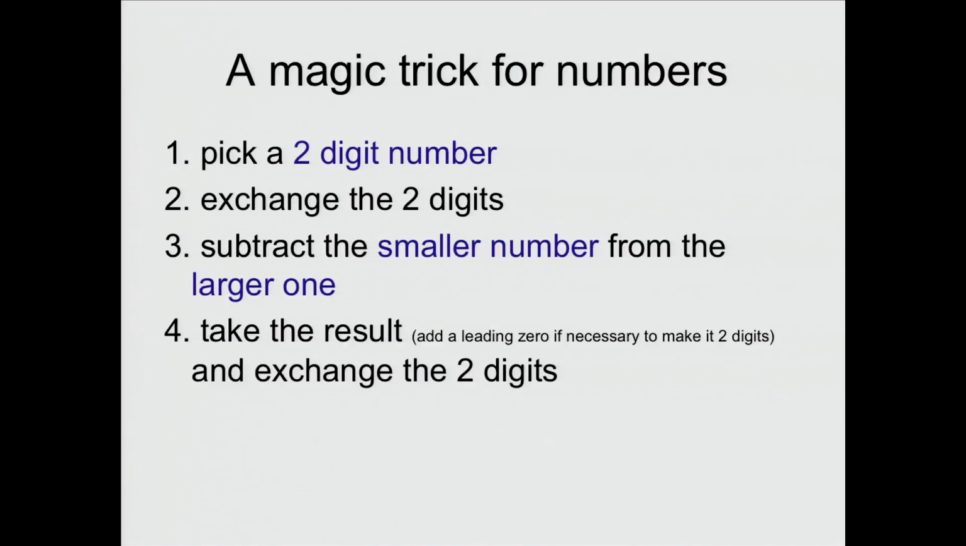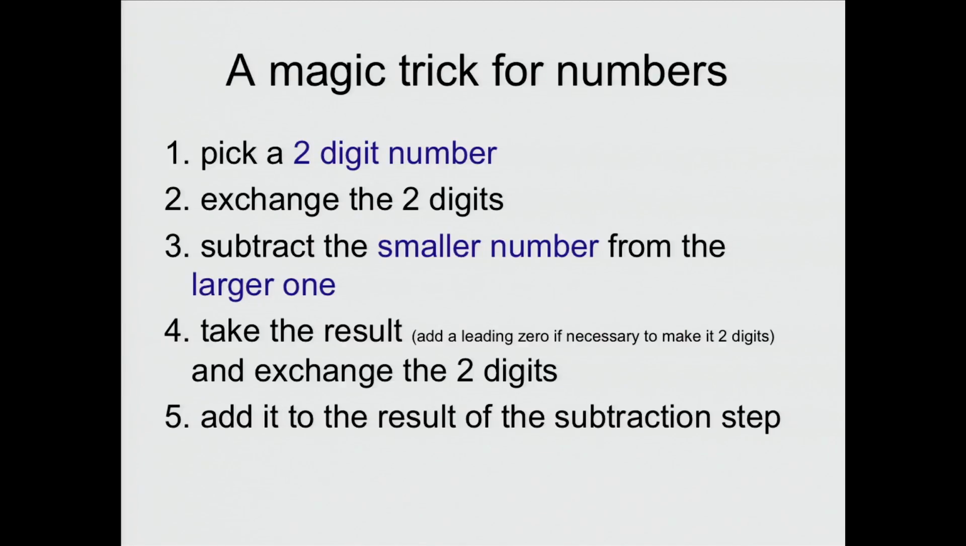Now, take the result and exchange the 2 digits. If you need to put a leading 0, you can. And add that to the result of the subtraction step. Are you done? I'm sorry to say that if you didn't get 99, you made the mistake, not me.